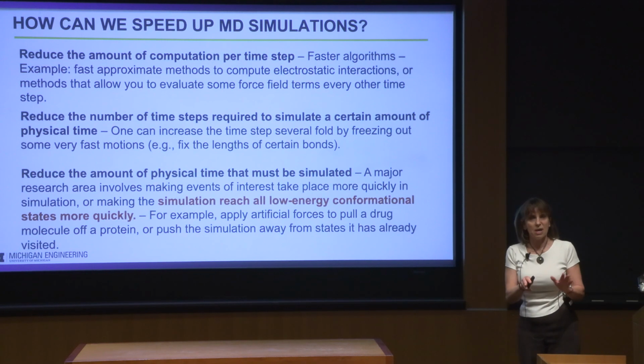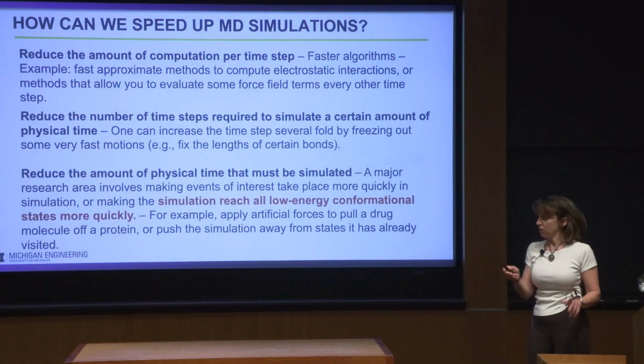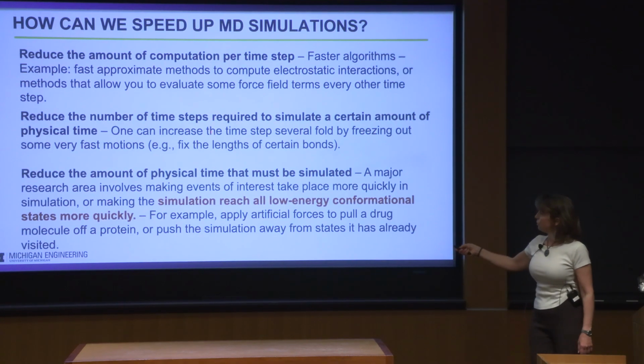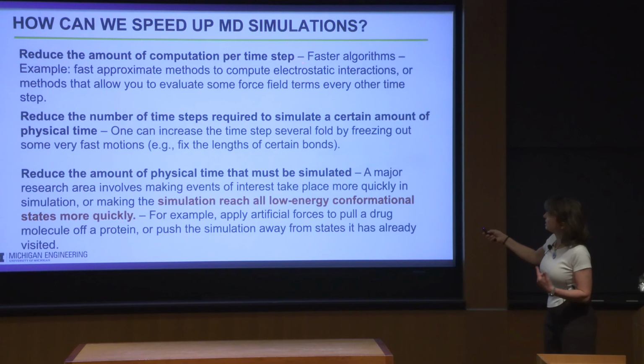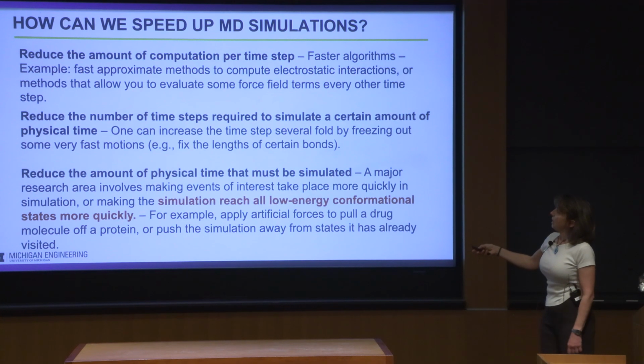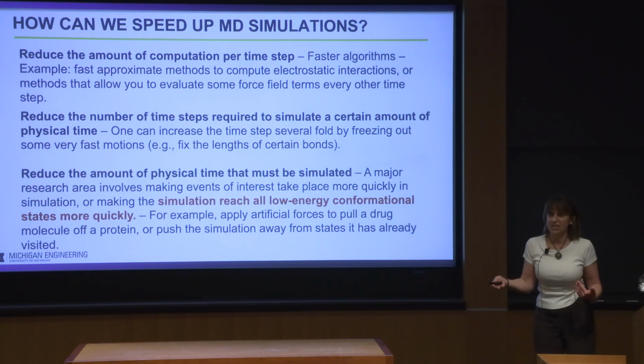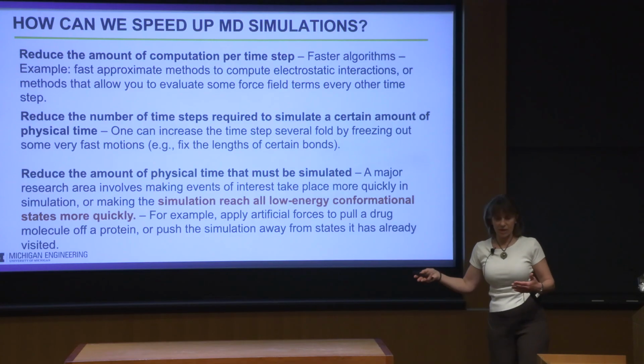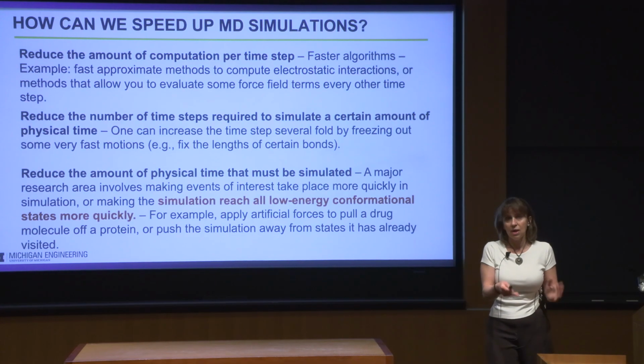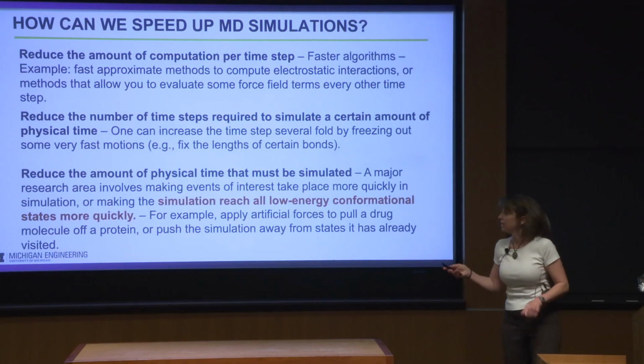There are many ways to speed up an MD simulation. You need to be careful, but you need to do that. Besides those two that I was mentioning yesterday, you reduce the amount of computation per time step, so you have a faster algorithm. Or you reduce the number of steps for the simulation that you need. You say, I don't want to run for 1 microsecond, why don't we run for 10 nanoseconds? Remember, you need to check convergence also, as I told you yesterday.